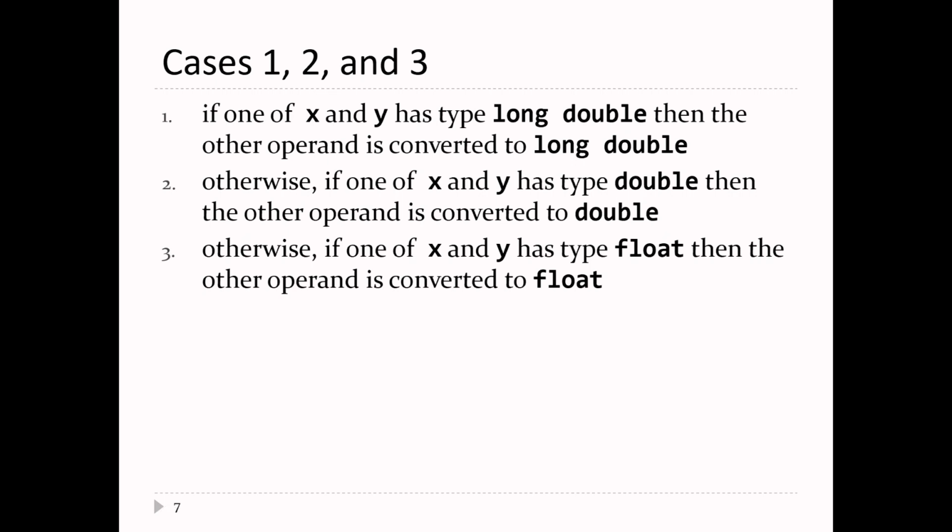Okay, cases 1, 2, and 3. So if one of the types is long double, then the other operand is converted to type long double. So all this is saying is that the smaller type gets converted to the wider type. If one of the types is not long double, but one of the types is double, then the other operand gets converted to double. And then finally, if one of the types is float and the other type is an integer type, then that integer value gets converted to float, which is strange, because that means long, which is normally 64 bits on most desktop computers, will get converted to float, which is only 32 bits. And so that means your long value can probably lose precision when being converted to float. But that's the way it works.